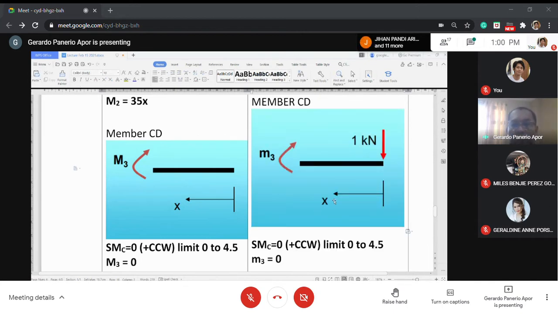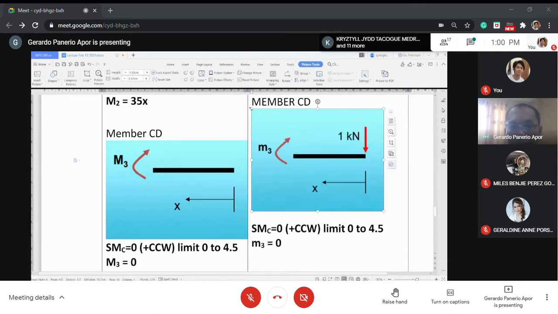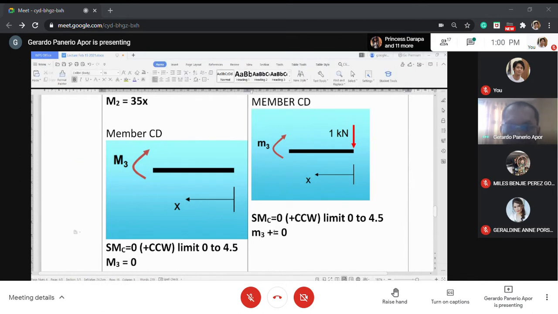Okay, so that's the figure we are looking at. Here we sum up the moment at C. So I will have m_y, plus 1 times the moment arm x. So that gives me m_y equals minus x.